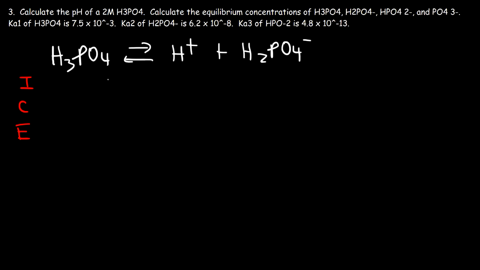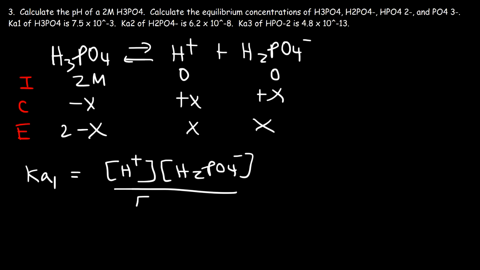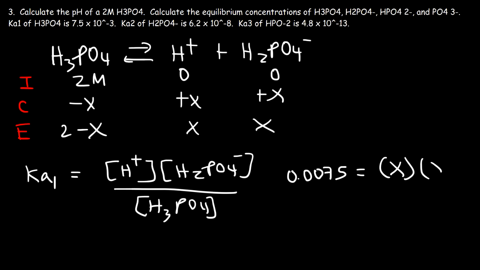The initial amount of H3PO4 that we have is 2. This is 0, and so the reaction has to shift to the right. So this is going to be 2 minus x, and that's going to be x. So Ka1 is going to be the products, H plus times H2PO4-, divided by the reactant, H3PO4. So Ka1, that's 0.0075. And that's going to be equal to H plus, which is x, H2PO4 is x, and H3PO4, it's 2 minus x.